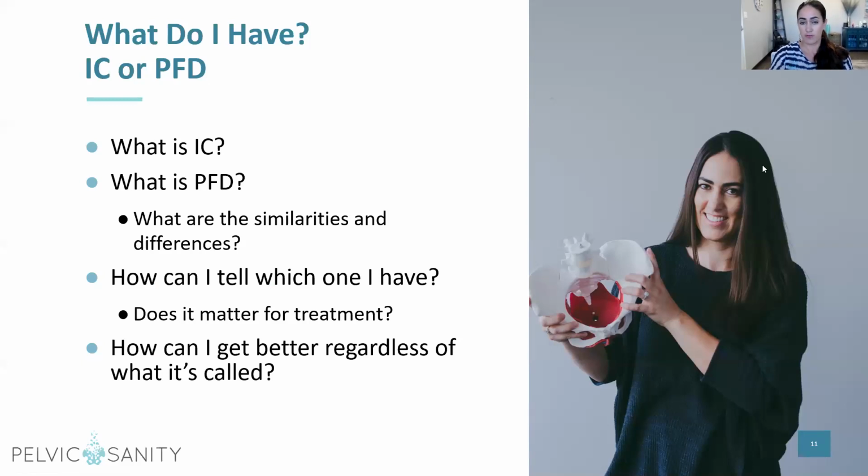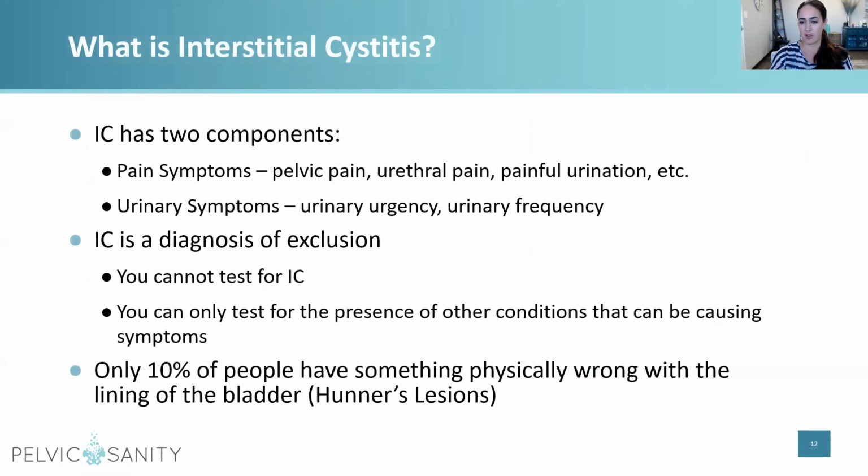The other thing that's also confused with interstitial cystitis and pelvic floor dysfunction is overactive bladder. So that's one other thing to throw into the mix. I don't know if any of you guys have gotten diagnosed with overactive bladder from somebody. Again, if you don't have pain, then people also automatically assume that you have overactive bladder.